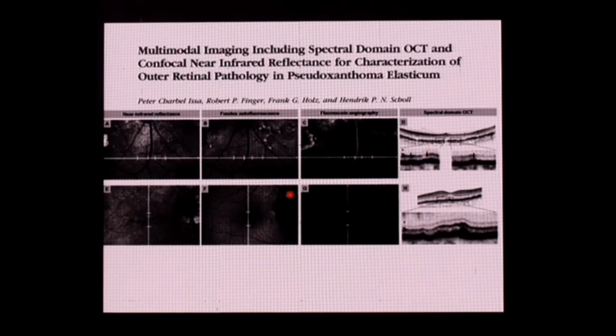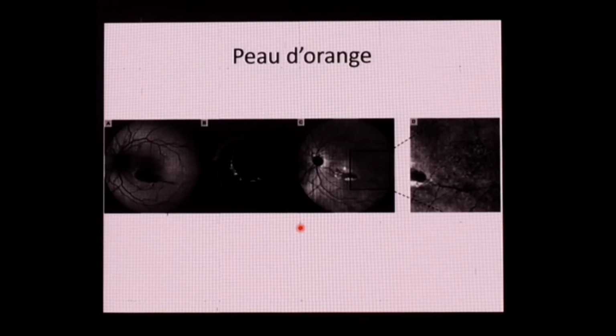And the notion is that with possibly small breaks in Bruch's membrane where the overlying RPE is relatively intact, your autofluorescence and your fluorescein will be normal or near normal, but you will still see the change here on the infrared reflectance image, which is not visible on the autofluorescence image. So it seems quite an exquisite test for many forms of angioid streaks, where you can pick it up quite easily. And also in PXE, peau d'orange is more easily seen.